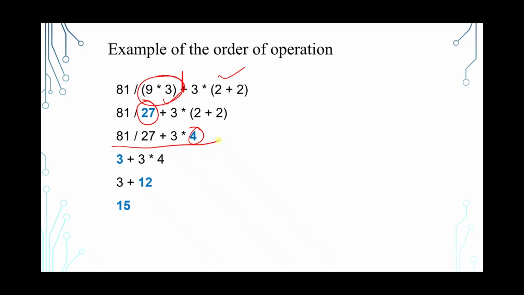So you have division, you have multiplication, and you have addition. Always division and multiplication come before the addition. And if you have two of the same precedence, you start from the left. So you would do this one first. So you would do 81 divided by 27, which gives you 3. Then you would do the right side, which is this one. 3 times 4 gives you 12. The overall answer is 15.